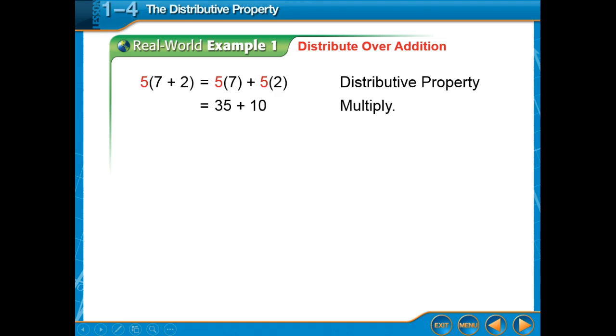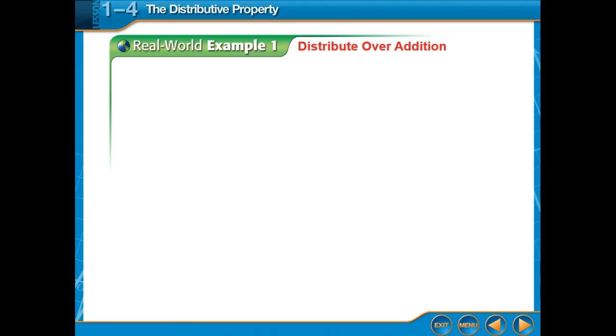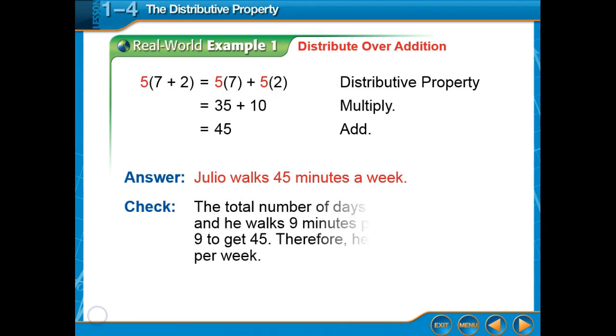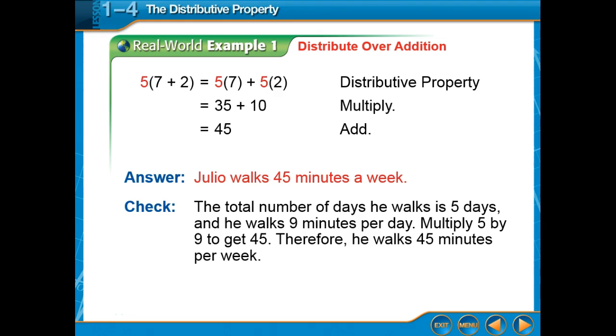Then 35 plus 10, or rather let's back up a minute. 5 times 7 is 35. 5 times 2 is 10, for a total of 45. Julio walks 45 minutes every week. The total number of days he walks is 5 days, and he walks 9 minutes per day. Multiply 5 by 9 to get 45. Therefore, he walks 45 minutes per week.